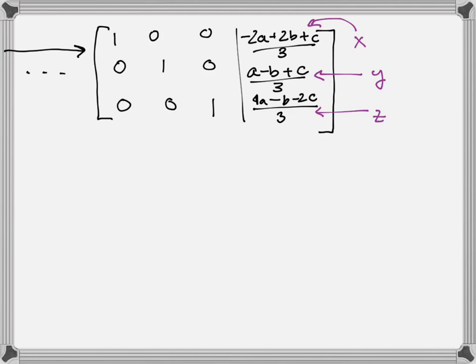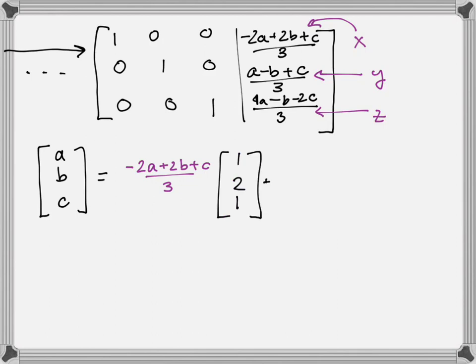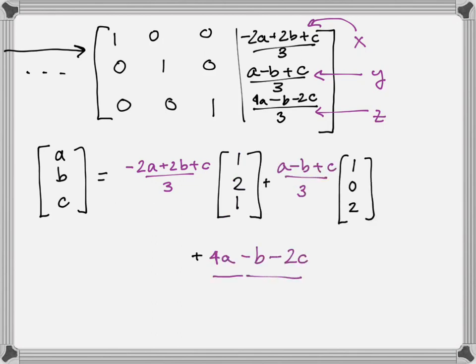So that tells me exactly what x, y, and z values I need to plug in to cook up my vector ABC, right? So I'm going to take negative 2a plus 2b plus c all over 3 times v1 and so on and so forth. I add these things up.